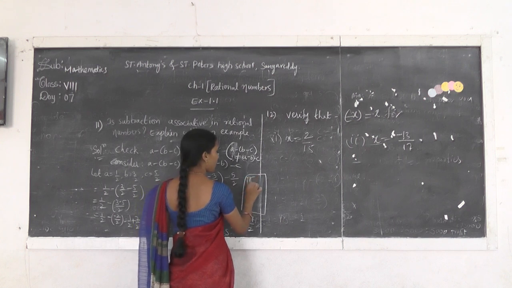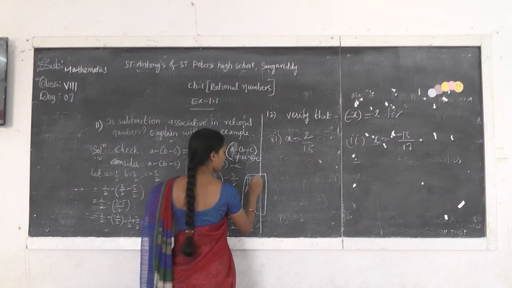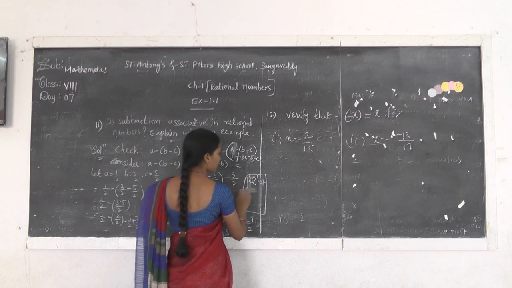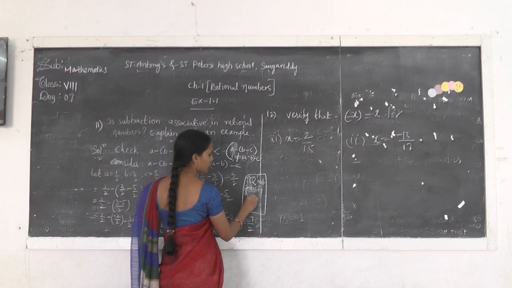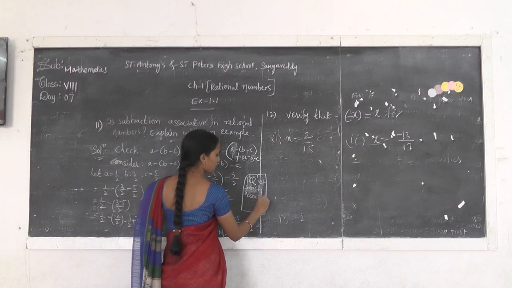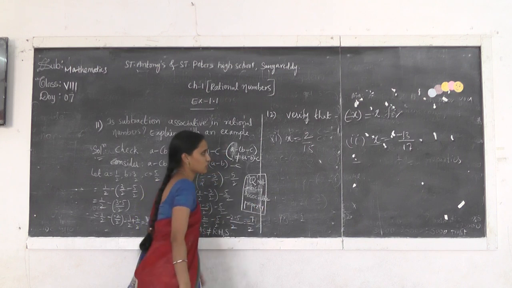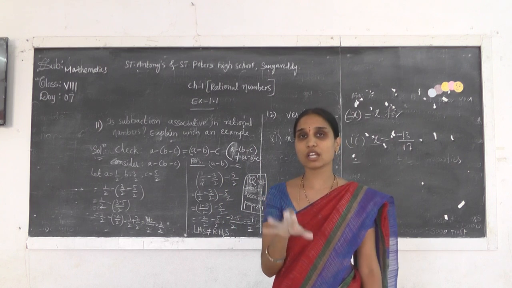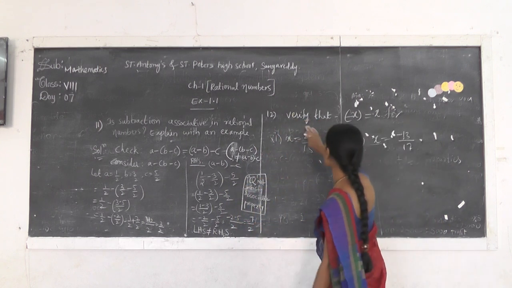Rational numbers do not satisfy the associative property under subtraction. So from this we can conclude that rational numbers do not satisfy the associative property under subtraction. Next, come to the next question.